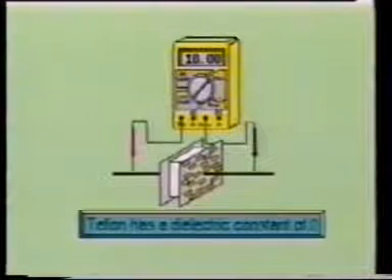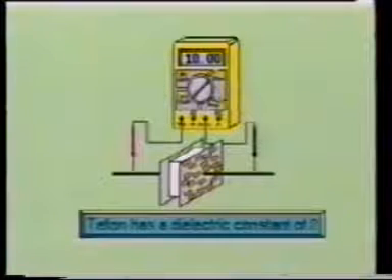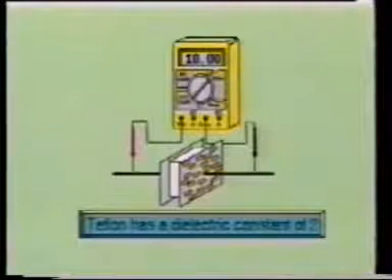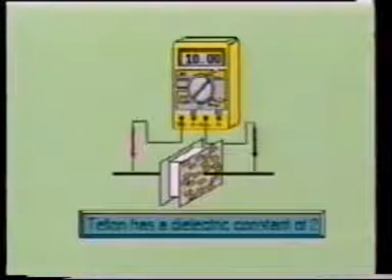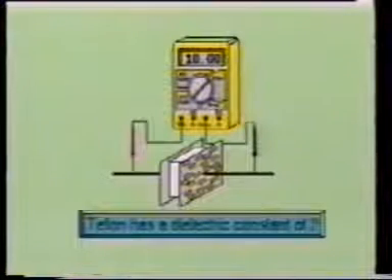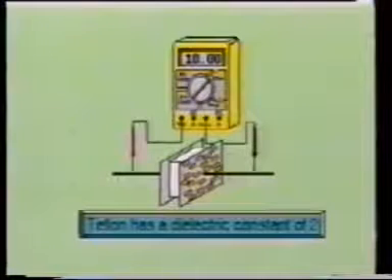Even though the voltage across the plates has decreased, there is still no complete path for the electrons to flow through, so the same number of electrons must still be on the negative plate. The amount of charge on the capacitor will remain the same. By putting the Teflon dielectric between the plates, we have doubled the capacitance of the capacitor.